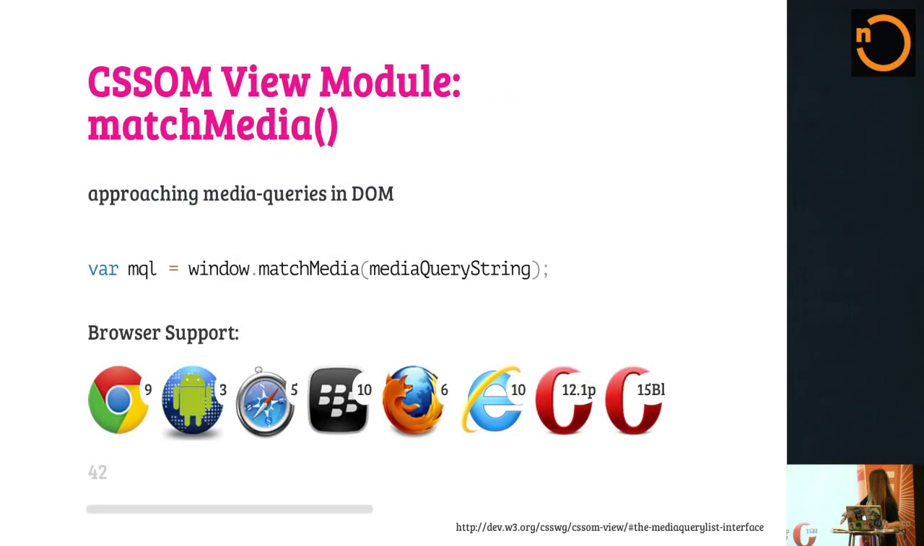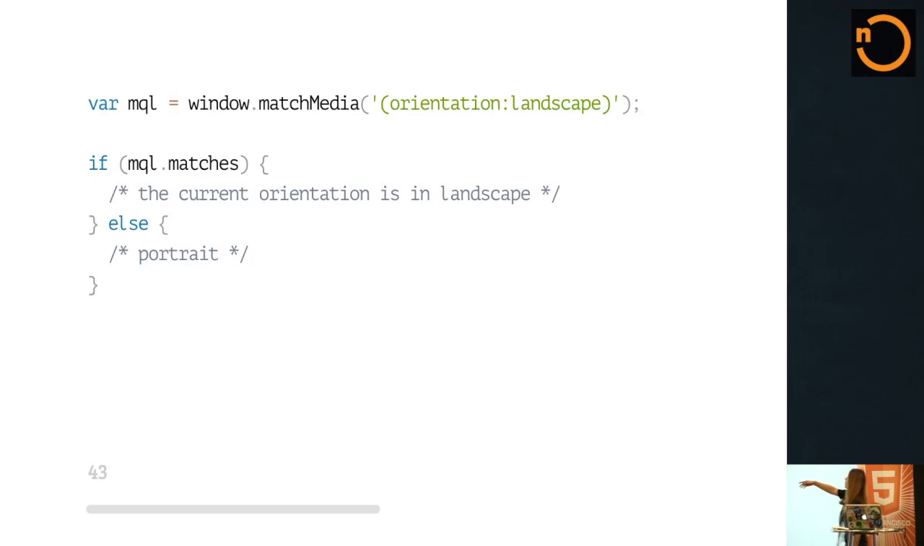Browsers support it already. You can use it now pretty much. So it's easy. That's how you do it. You can dump the whole media query string in there. So again, this is kind of like querySelector. It's really convenient. So if it matches, do stuff.